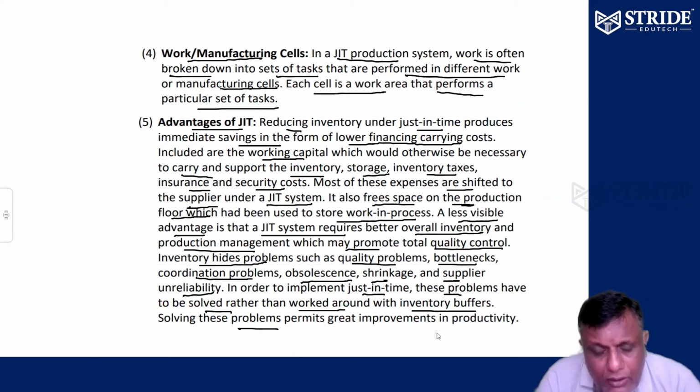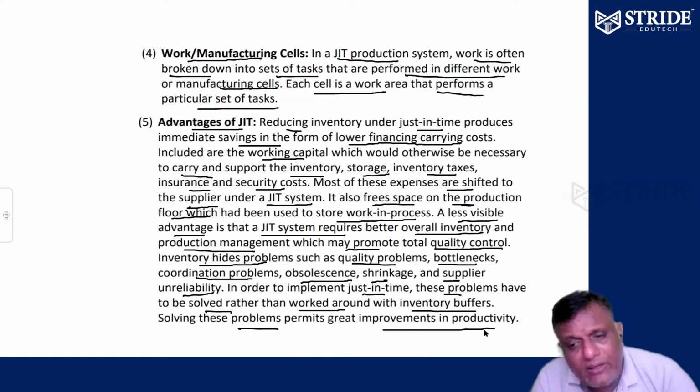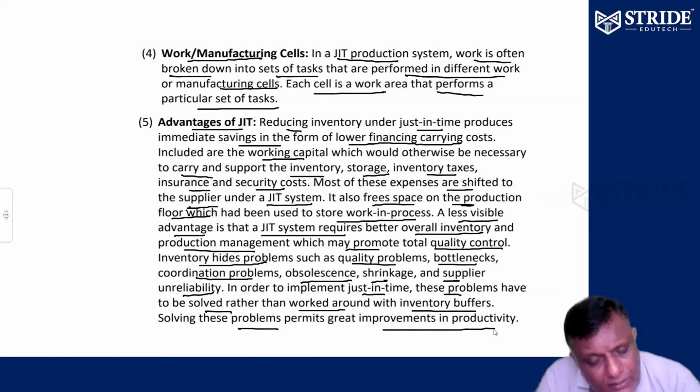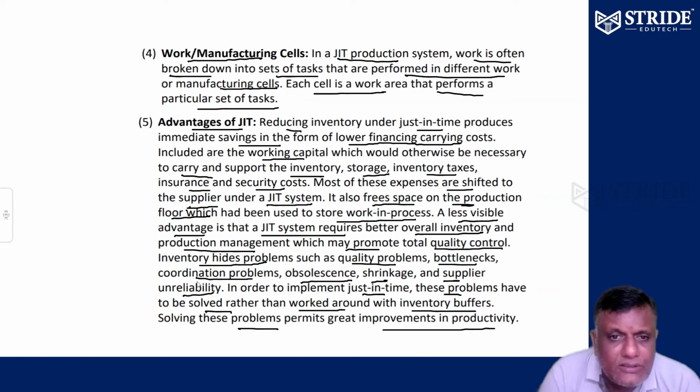So solving these problems automatically is going to improve the productivity of the company. Automatically, employees, equipment, productivity, efficiency, and effectiveness will increase. These are the advantages of JAT.